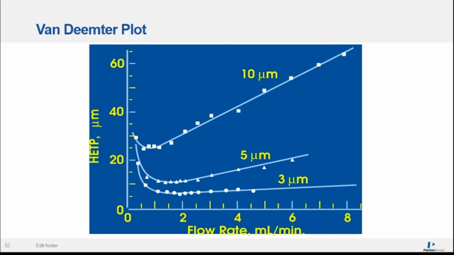Message number 2, look at these curves. Let's take a look in particular at the 10 micron. If you look at the 10 micron, you will notice that there is a minimum here. This is where you will get the best separation. This is in the range of roughly 0.8 to 1 mL a minute. So when you start your method development with a 10 micron column, if you are at 1 mL a minute, flow rate will no longer be a variable to affect the development of your separation.